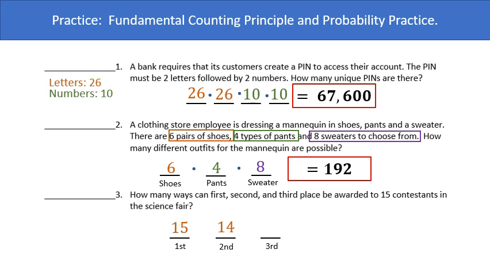All right, take that same idea. How many different people do we have to award third place to? It's going to be only 13 because somebody had to win first place and somebody had to win second place, meaning there's only 13 people left who could possibly win third place. Okay, multiply those things together, 15 times 14 times 13.